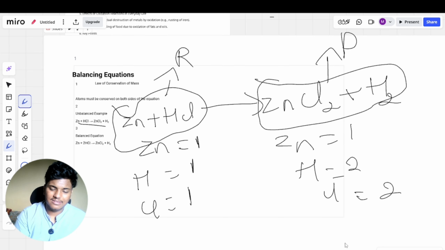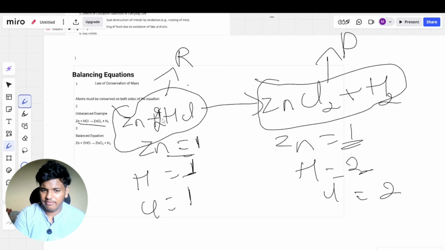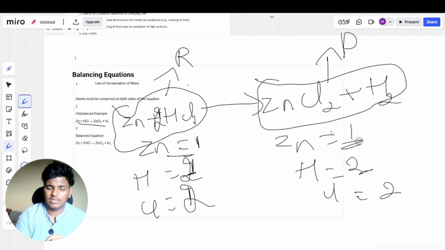So that's what balancing equation explains. So how do we balance this equation? Very simple. See, Zn is 1 here, Zn is also 1 here, H is 1 here, H is 2 here. What you have to remember in balancing an equation is you have to multiply a number on the left hand side, that is on the reactant side, any number x, so that you can get H as 2. So I'll multiply by 2. 2 into H, we have only 1, 2 into 1 that is 2. And 2 into Cl, we have only 1, 2 into 1 that is 2.